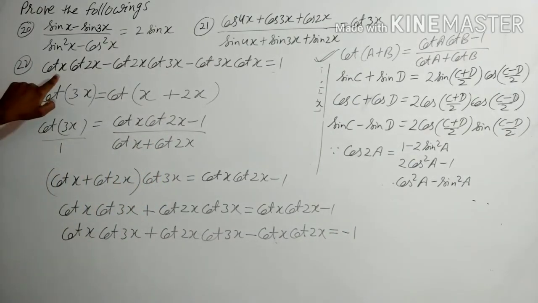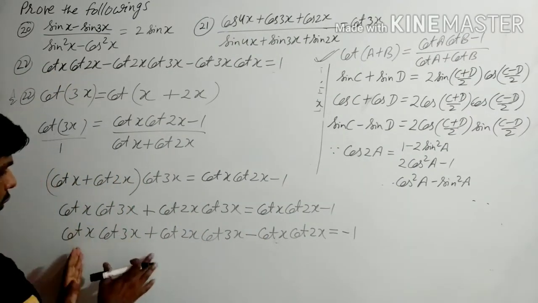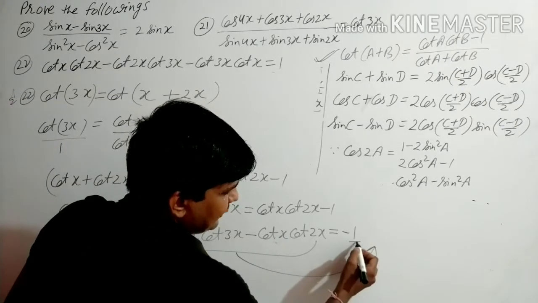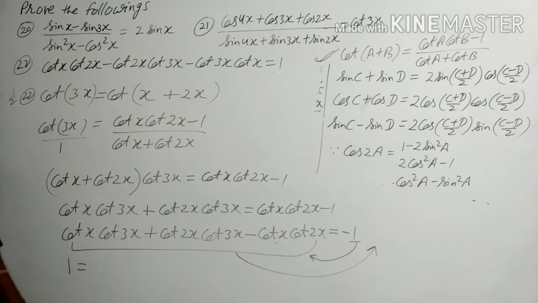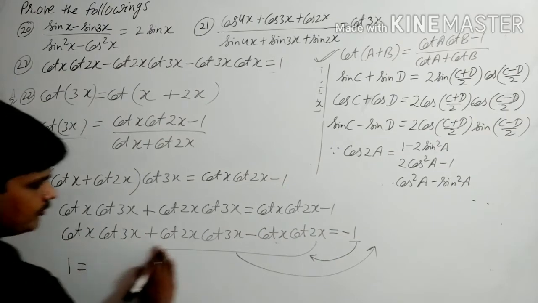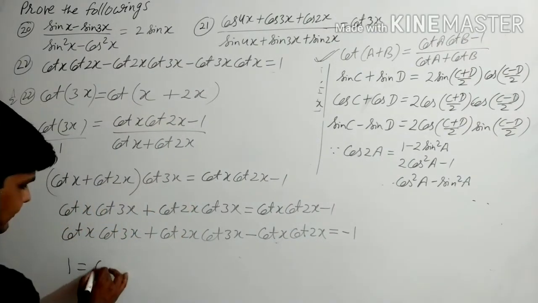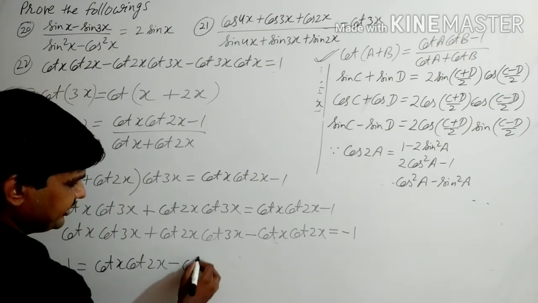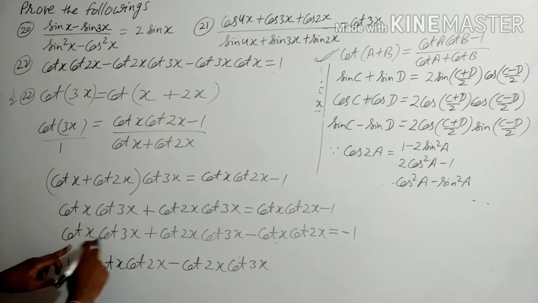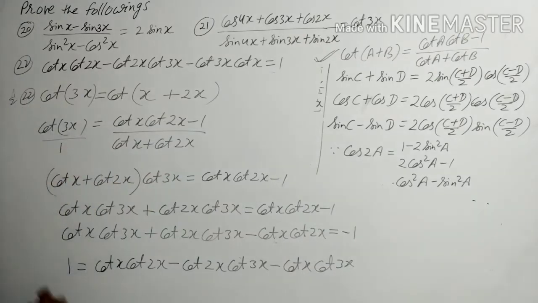So देखिए compare this one, यहां हमारे पास ये वाली term positive है, यहां हमारे पास ये term negative है. So if we take all these terms to this side and take 1 to this side, we can write 1 equals to, देखिए 1 हमारा negative है, तो side change होके इस side आएगा, then it becomes positive. और ये तीनों terms जो हमारे यहाँ LHS की, उनको हम RHS में shift कर देते हैं. The negative 1 becomes positive 1, and the negative term becomes positive, so cot x cot 2x. The positive term becomes negative cot 2x cot 3x, and similarly the other positive term becomes negative, so cot x cot 3x. Okay, so this is the proof of this one. So this is question number 22.